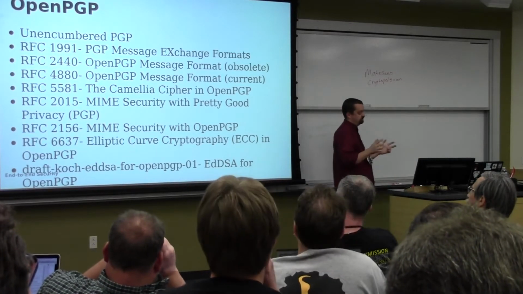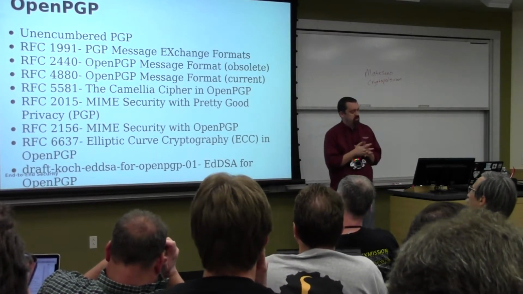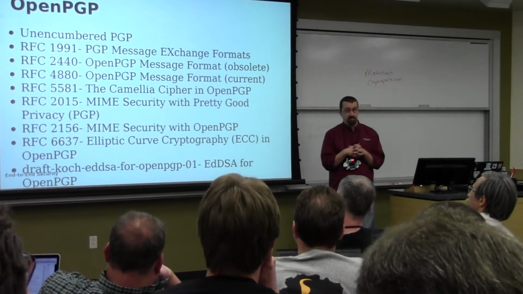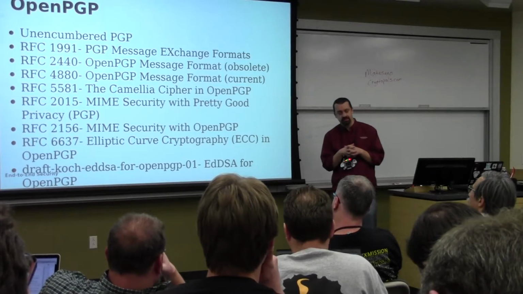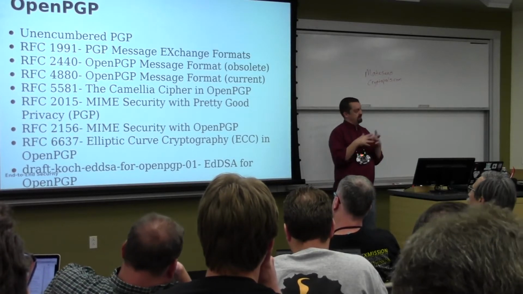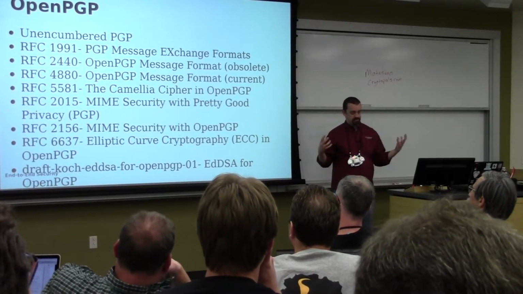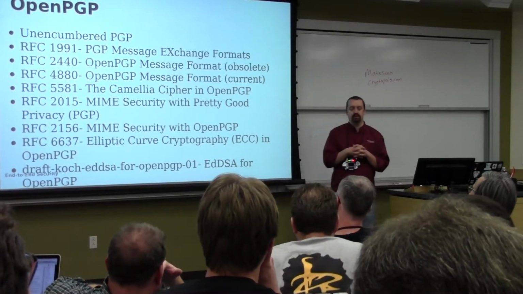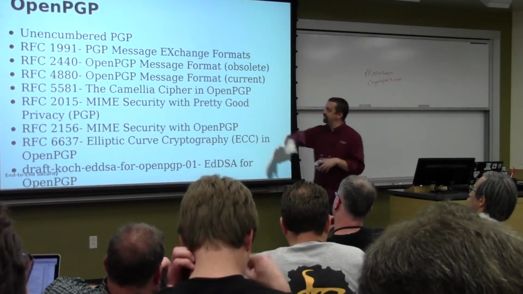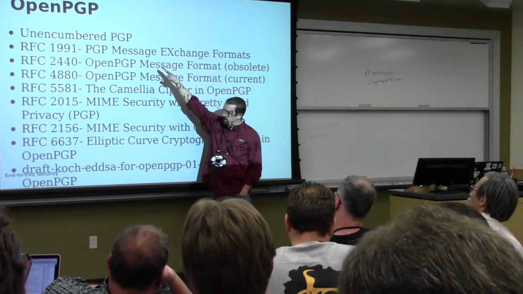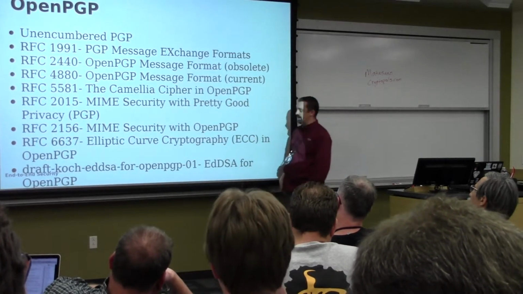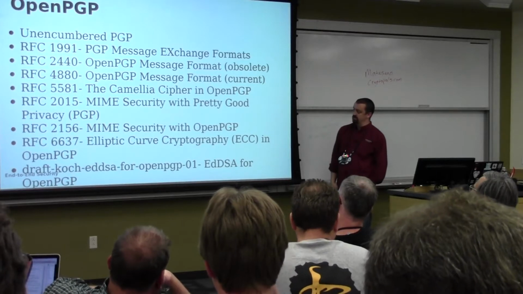OpenPGP is really unencumbered PGP. PGP is Pretty Good Privacy, developed by Phil Zimmermann in 1991, and it had some patented algorithms in it. OpenPGP was saying, let's build a PGP-compatible system without those patented algorithms. The original PGP message exchange format is in RFC 1991. The rest are OpenPGP standards in the rest of those RFCs.